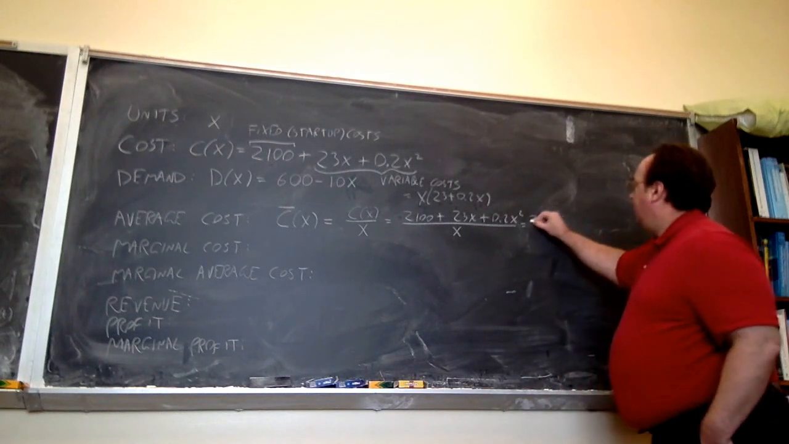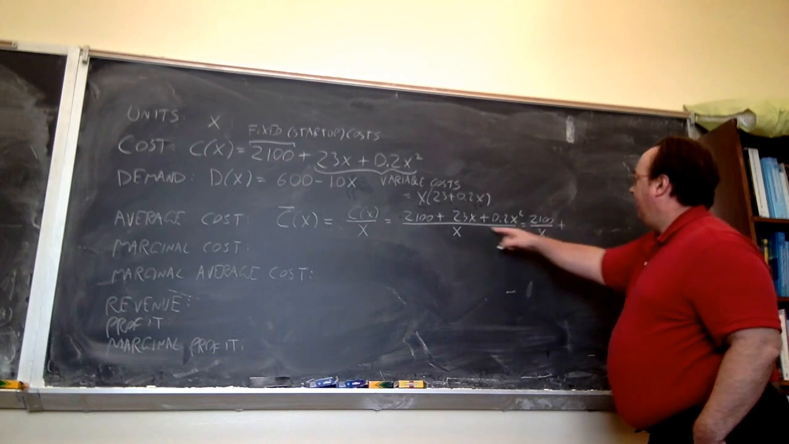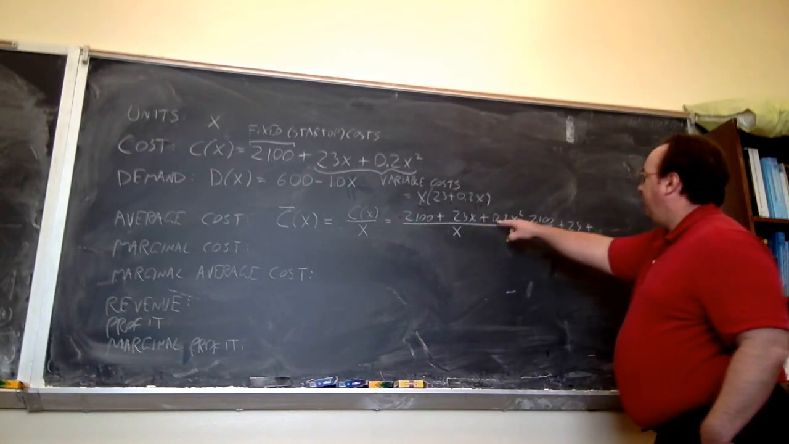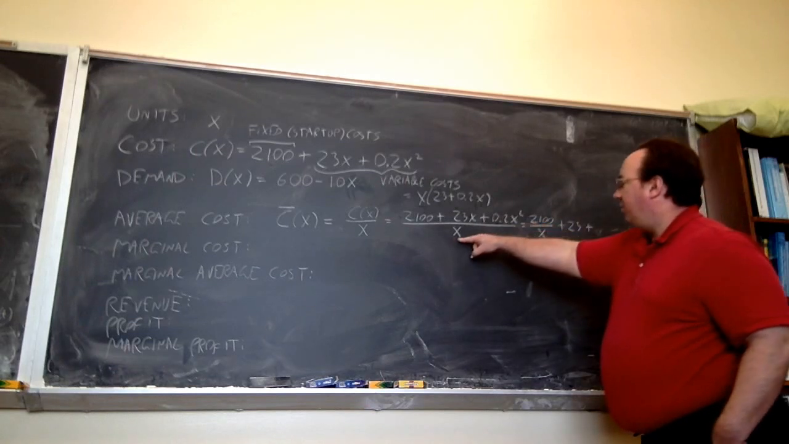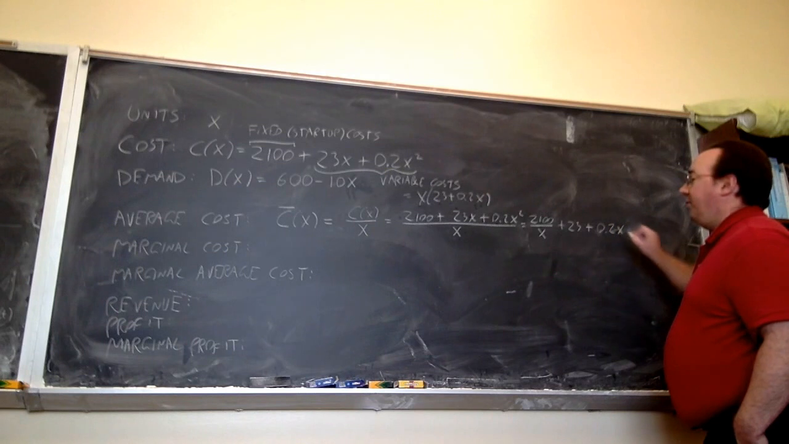And then if you want, you could simplify that. So that would be 2100 over x plus 23x over x, which is just 23. And then 0.2x squared over x, which would be 0.2 times x.